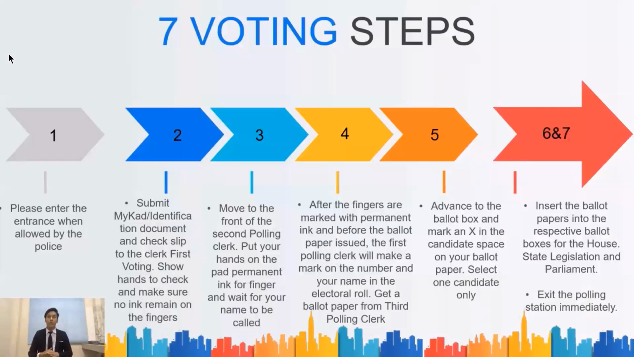Before the end of my presentation, I would like to share with you 7 steps to vote. The first one is to enter the entrance when we are allowed by the police. The second one is to submit our identification. The third one is to move to the front of the second polling clerk. The fourth one is to get a ballot paper from the third polling clerk. The fifth one is to advance to the ballot box and mark the X in the candidate space on our ballot paper, selecting one candidate only. The sixth one is to insert the ballot papers into the respective ballot boxes for the houses, and the last one, leave immediately.